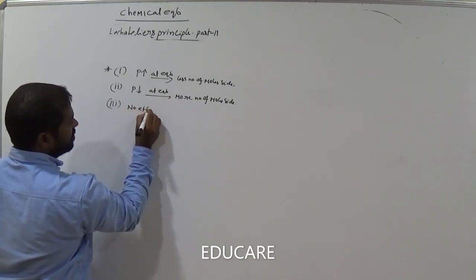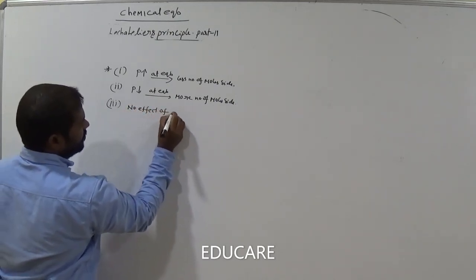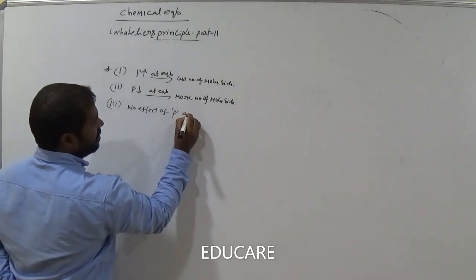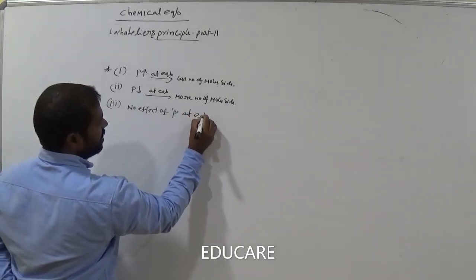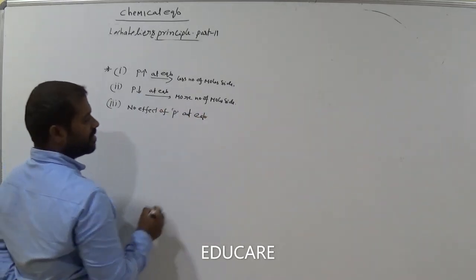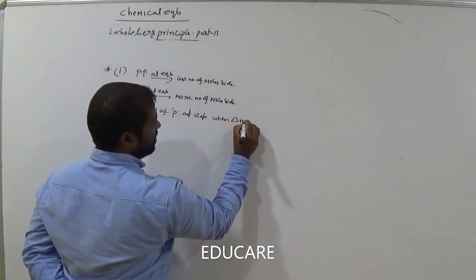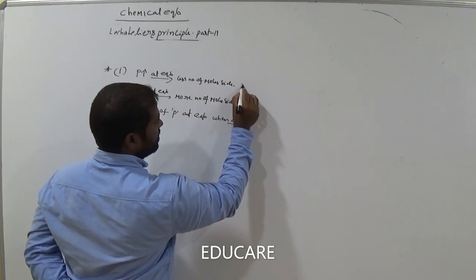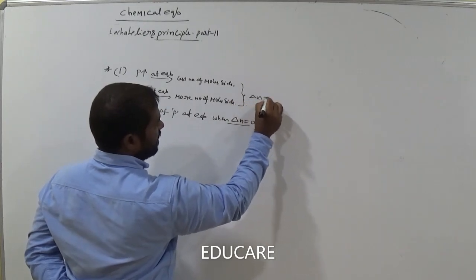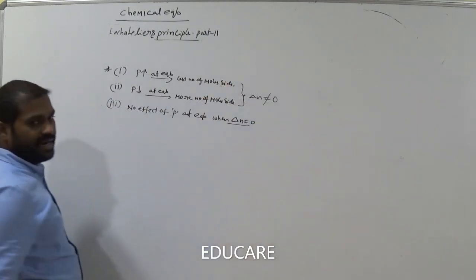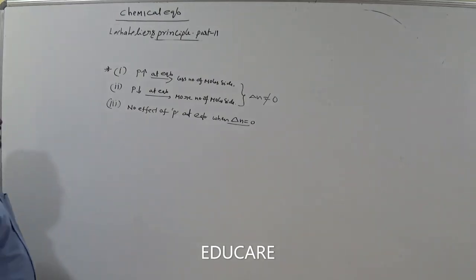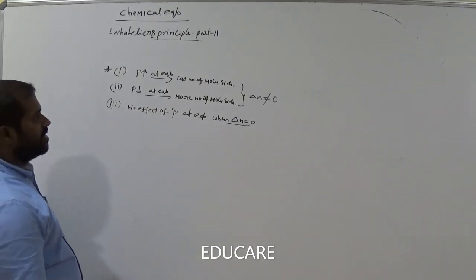no effect of pressure at equilibrium when delta N is equal to 0. In this case, delta N is not equal to 0. Am I right? Is it clear?